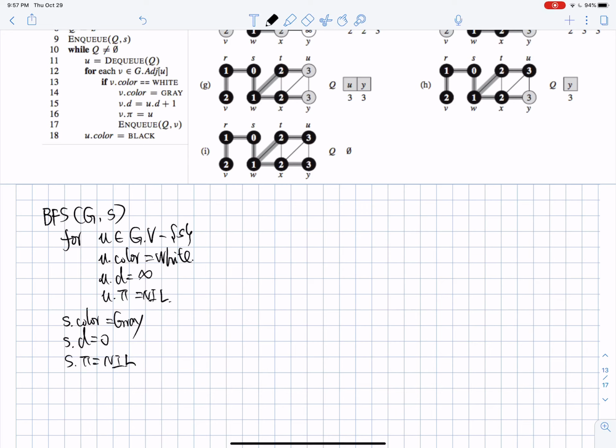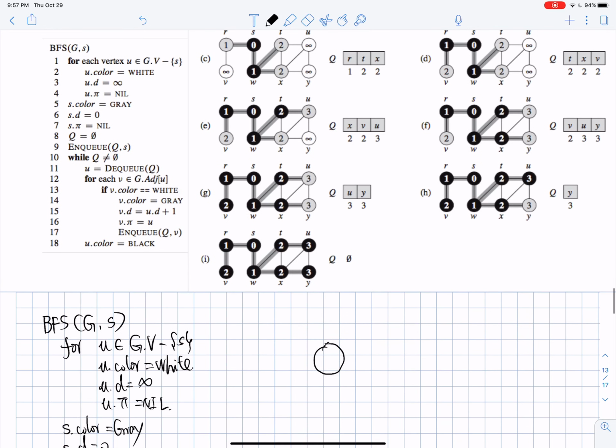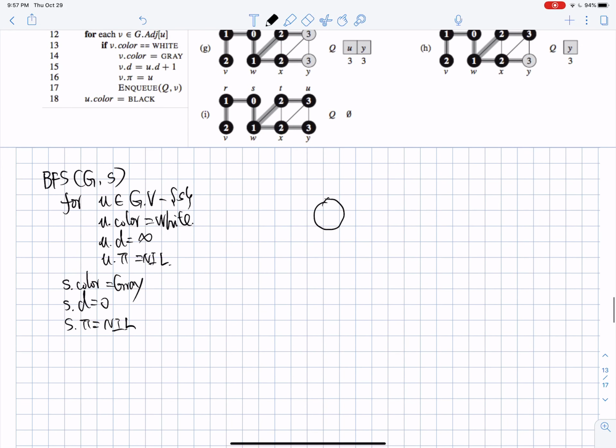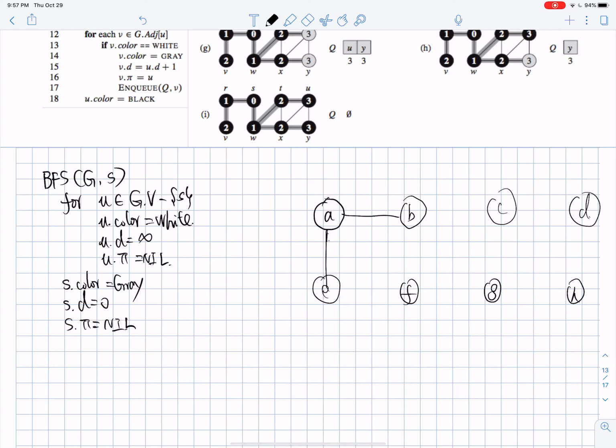Okay, so here we have a graph with 8 nodes. In a textbook they call them R, S, T, U, V, etc., but now let me just give it a different name. Like we have node A, B, C, D, and E, F, G, H. Okay, so the structure of the graph is like this.